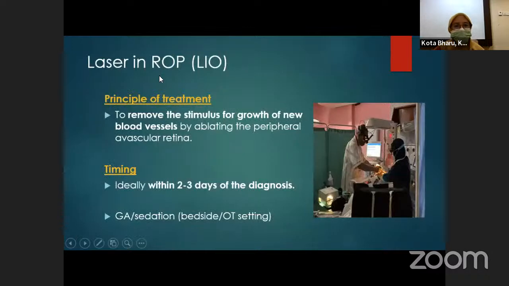Just a quick review on the treatment of ROP. First is laser in ROP, laser indirect ophthalmoscope. The principle of treatment is that we want to remove the stimulus for the growth of new blood vessels by ablating the peripheral avascular retina, because the peripheral immature retina will produce the stimulus for new vessel growth. Ideally, we do it at 2 to 3 days of diagnosis, either in general anesthesia or sedation, at bedside or OT setting.